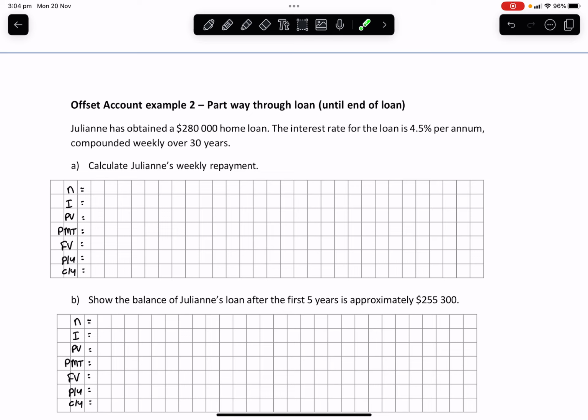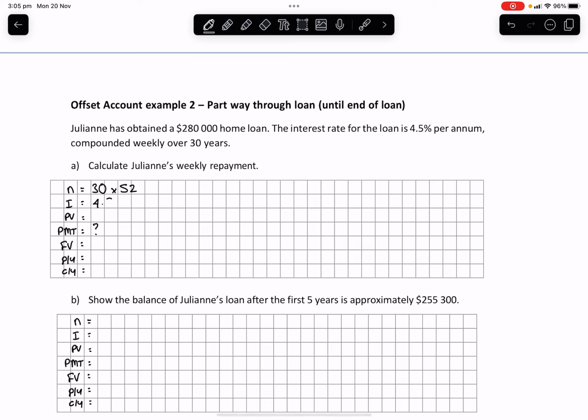So I've got, Julianne has obtained a $280,000 home loan. The interest rate for the loan is 4.5% per annum, compounded weekly over 30 years. Calculate Julianne's weekly repayment. So that means we're calculating the PMT. Now my time is 30 times 52 for weeks.